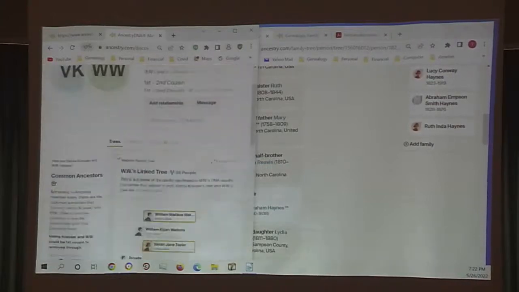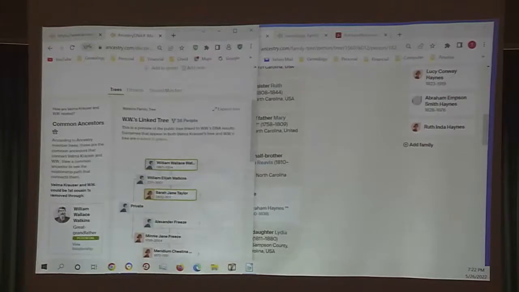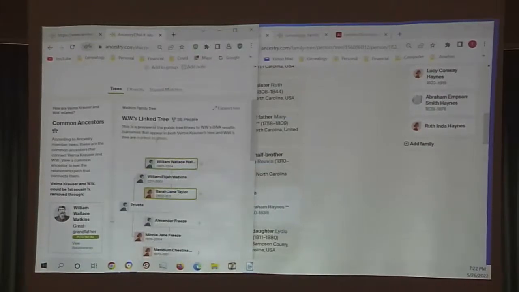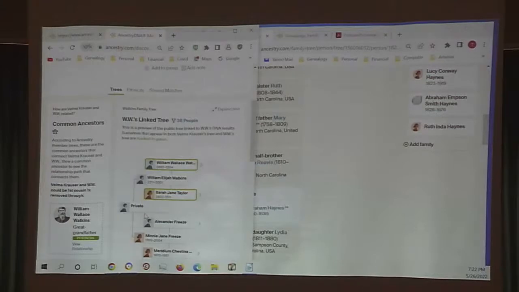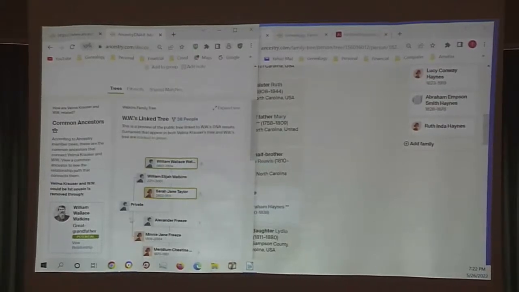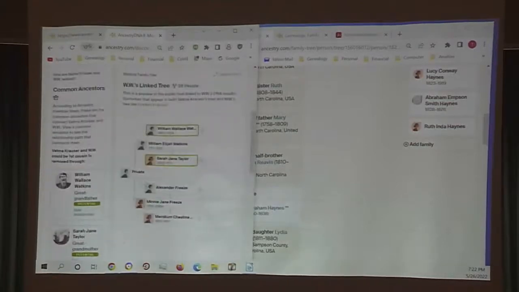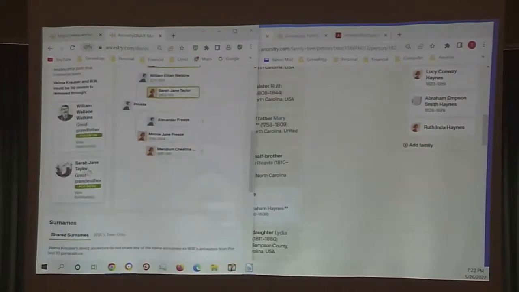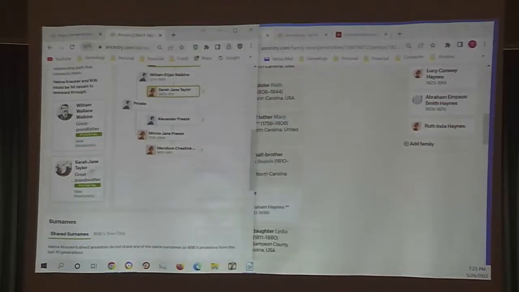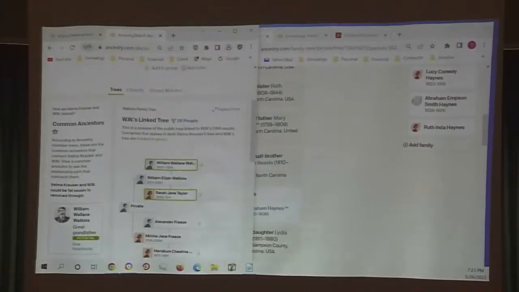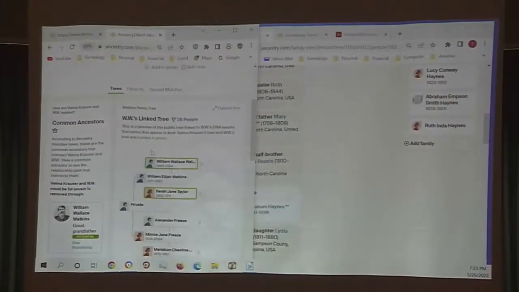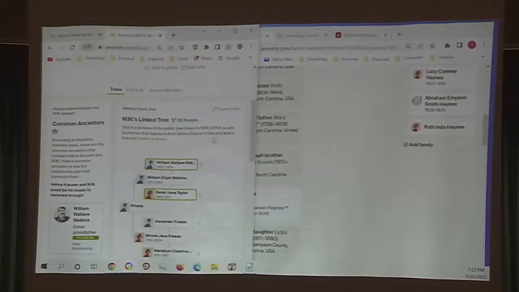So here's Velma, and there's this person's tree. You notice they're private, because if you're living, you're private, if you don't share out the fact that you can see living people on your tree. And I don't really know unless I start going up this tree. Oh, it says William Wallace Watkins and Sarah Jones Taylor, great-grandparents, are common ancestors for her and WW, whoever WW is, by using the DNA match.